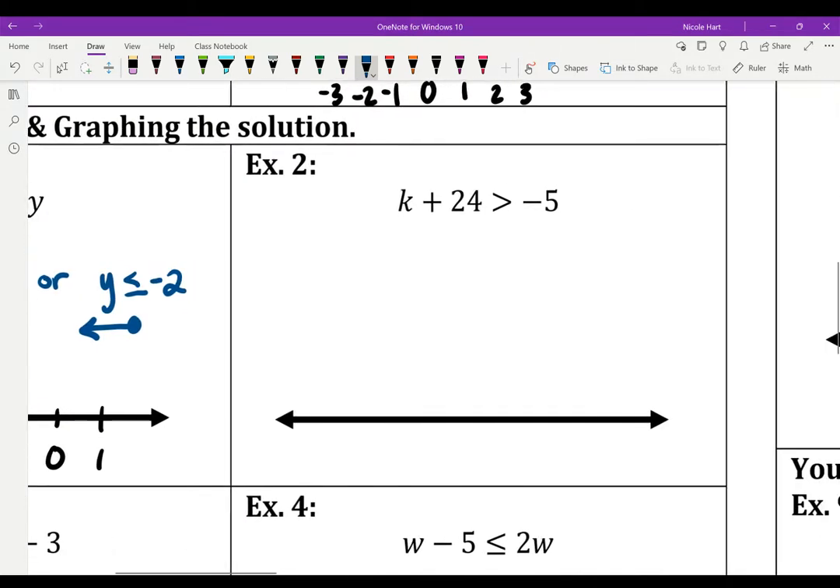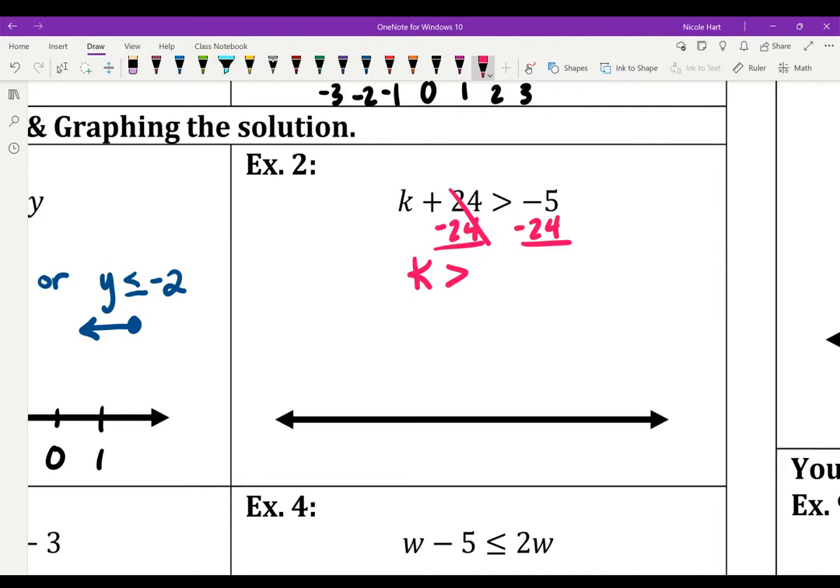Looking at example 2, we're going to take the same idea. I want k to stay on one side by itself and the numbers to stay on the other side. I'm going to leave k where it is. K is on the left-hand side. I really prefer it there. So I am going to subtract 24 on both sides. So k is, the sign says greater than, and negative 5 minus 24.